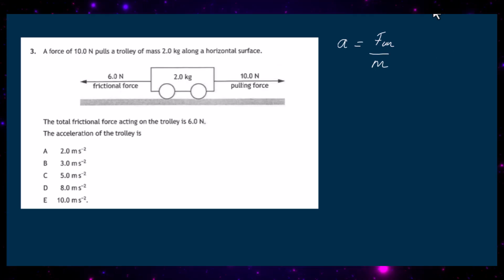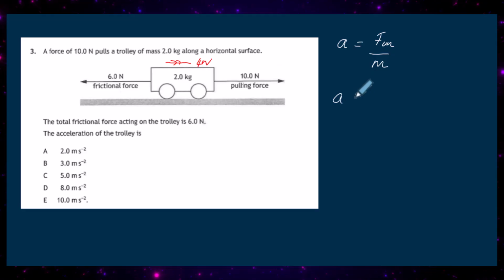And all we have to do is find the unbalanced force. Well, we know we've got 10 newtons in this direction and 6 newtons in that direction, so the unbalanced force, which we represent by the resultant force, is going to be 4 newtons to the right. So we've now got the unbalanced force. 10 take away 6 is 4 newtons.